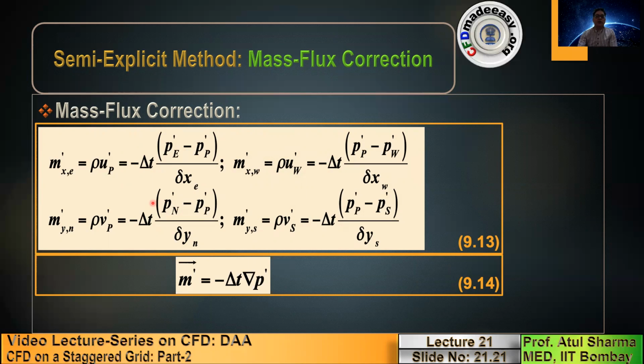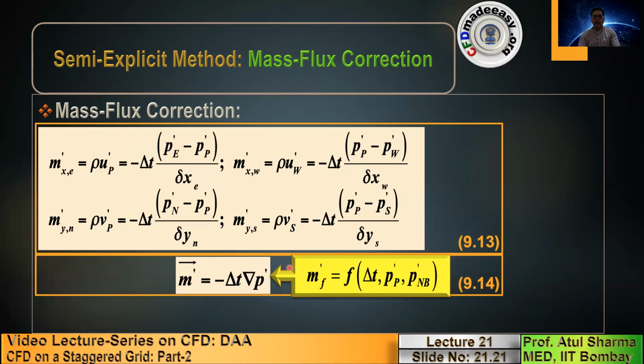So in conduction, you have Qx,E equal to minus K times T capital E minus T capital P divided by delta Xe. So instead of T, here we have P prime. Instead of Q, here we have M prime. So this equation for mass flux correction is a function of pressure correction. I had mentioned during the philosophy that one of the key equations in this topic is mass flux correction as a function of neighboring pressure corrections. And note that this equation is similar to Fourier law of heat conduction, and instead of K, here you have delta T.